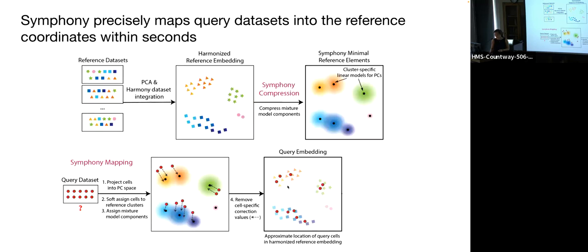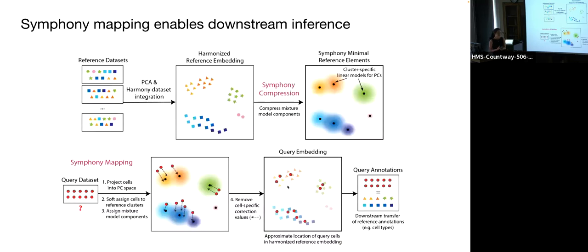And then we can do cool things with this, like for example, if there are any annotations in the reference, like cell types, we can look for each query cell at the nearest reference neighbors and be able to transfer the annotations from the reference cells to the query cells.